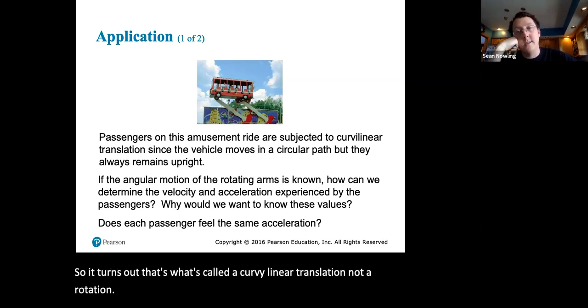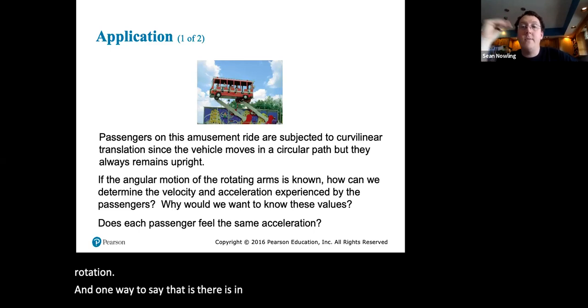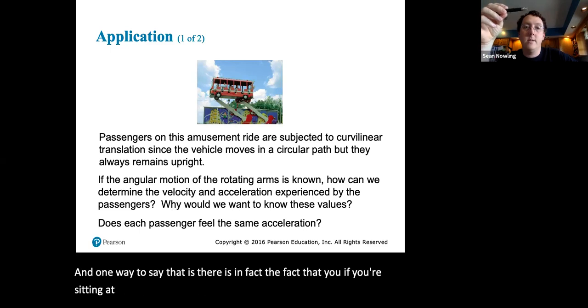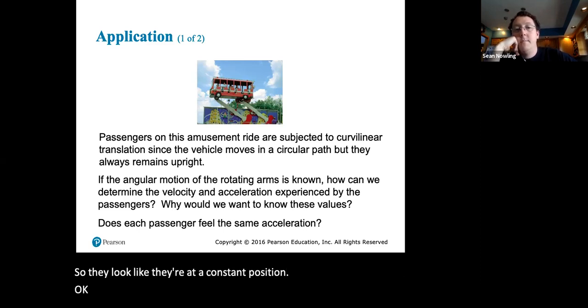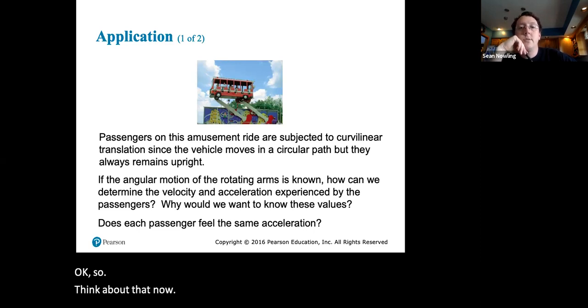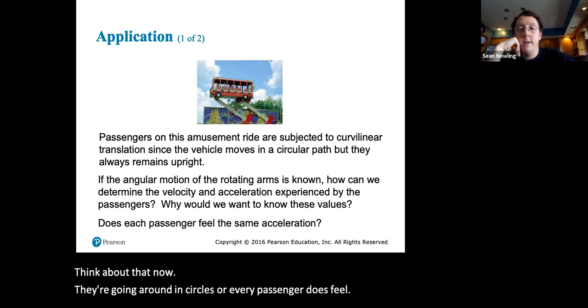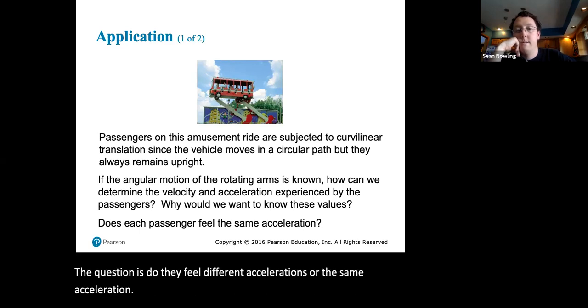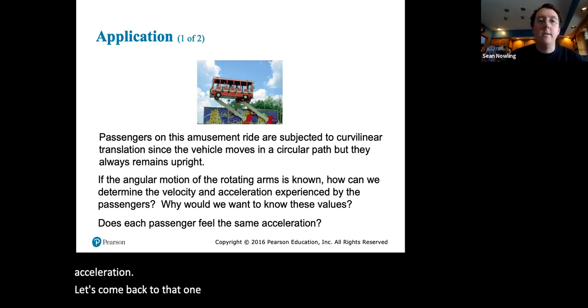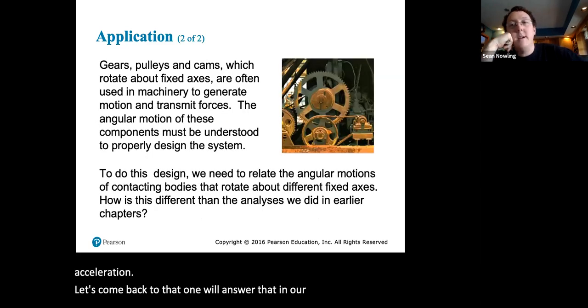One way to say that is, if you're sitting at the back of the bus, the driver doesn't look like they're moving. They look like they're at a constant position. Okay, think about that now. They're going around in circles, so every passenger does feel an acceleration. The question is, do they feel different accelerations or the same acceleration? Well, let's come back to that one. We'll answer that in our discussions.